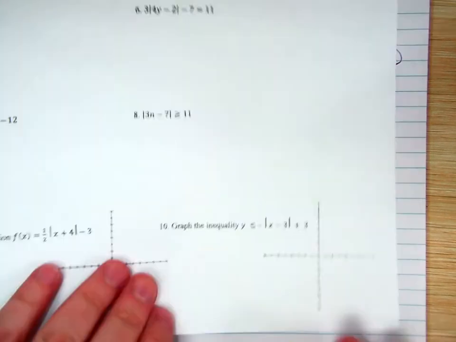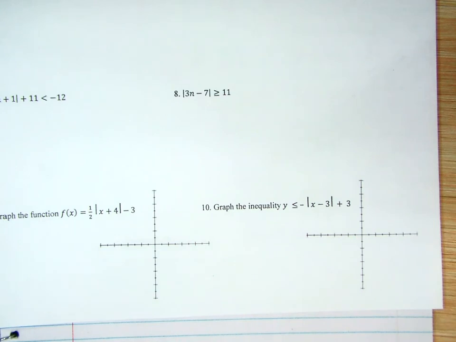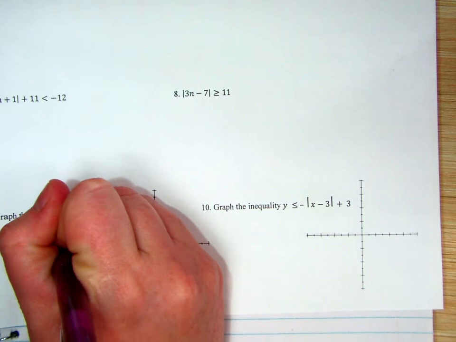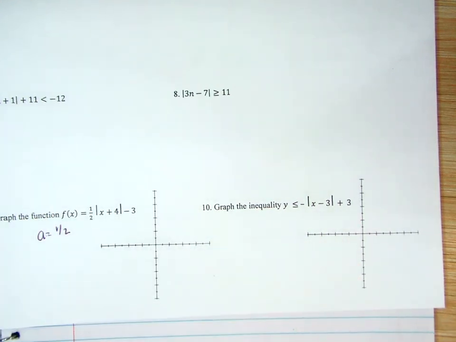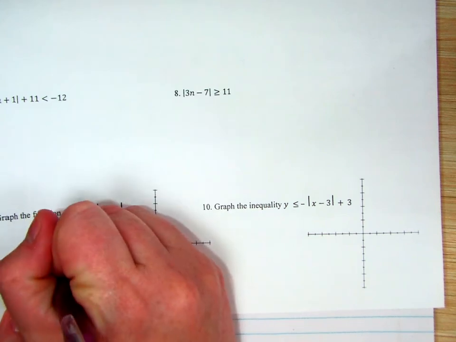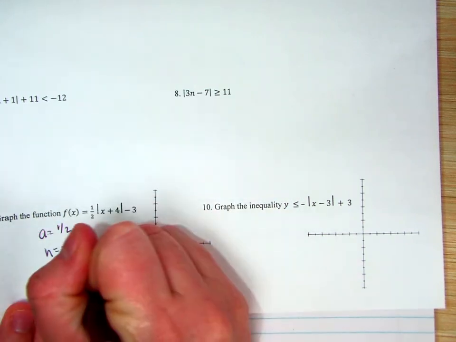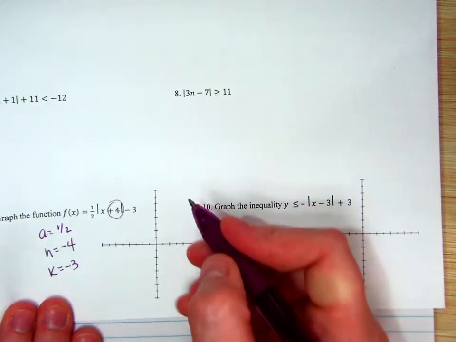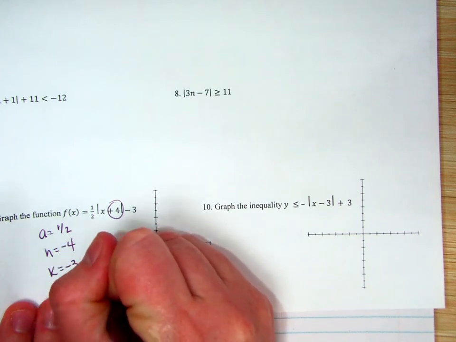Last thing we have is graphing. So I have these 2 makeshift plots, so please bear with me. These are a stamp and a sketch. A equals 1/2. H equals -4. K equals -3. H is on the inside. It's opposite. So I'm going to go to -4, comma, -3.